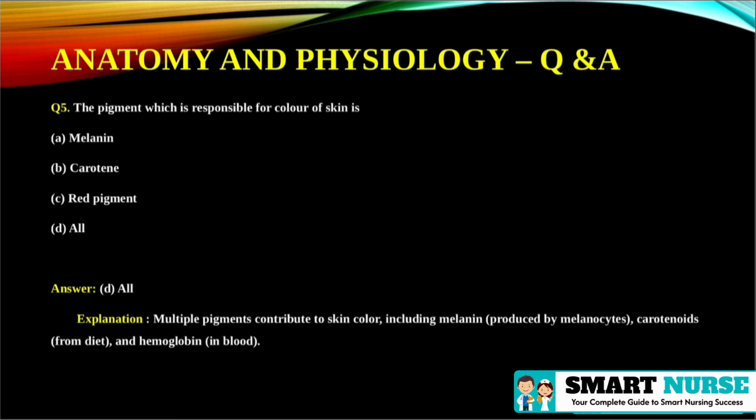The fifth question. The pigment which is responsible for color of skin is option A melanin, option B carotene, option C red pigments, option D all of the above. The option D is the exact answer, that is all of the above. Multiple pigments contribute to skin color including melanin produced by melanocytes. Carotenoids from our diet pattern and hemoglobin in our blood.